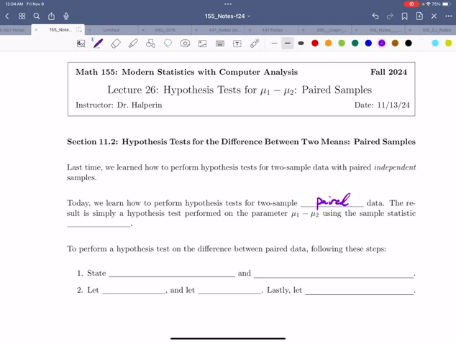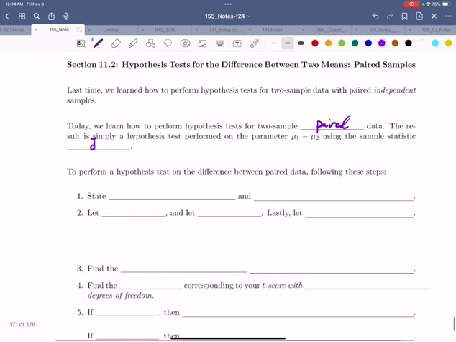only a single test statistic, which is the mean of the difference between the two sample means, which we call D bar, D for difference. Now, how do we perform such a hypothesis test? Well, it's pretty similar to what we did before, along with the same sort of methodology we used for paired confidence intervals in Chapter 10.